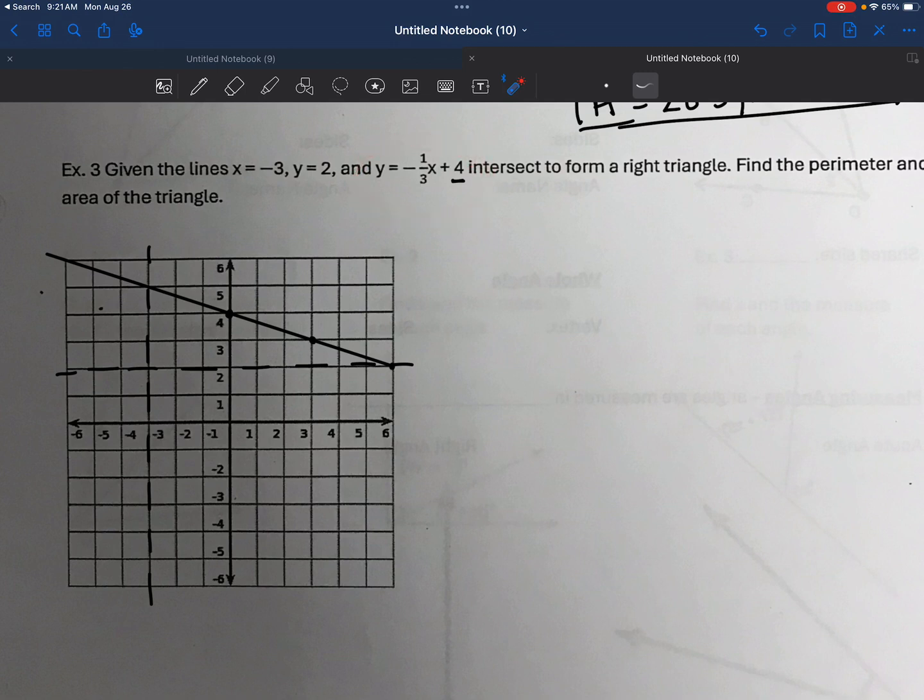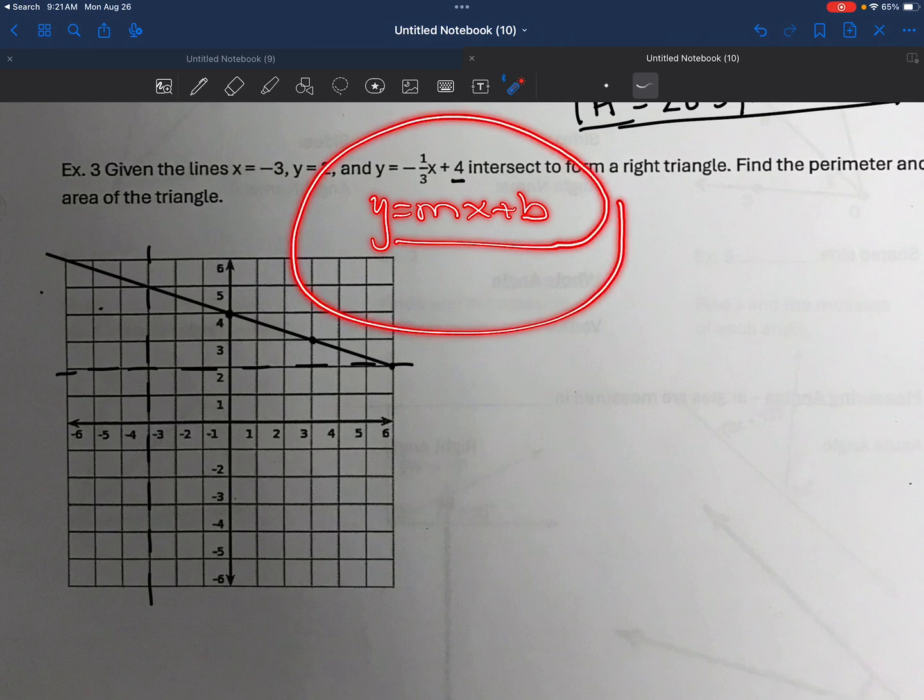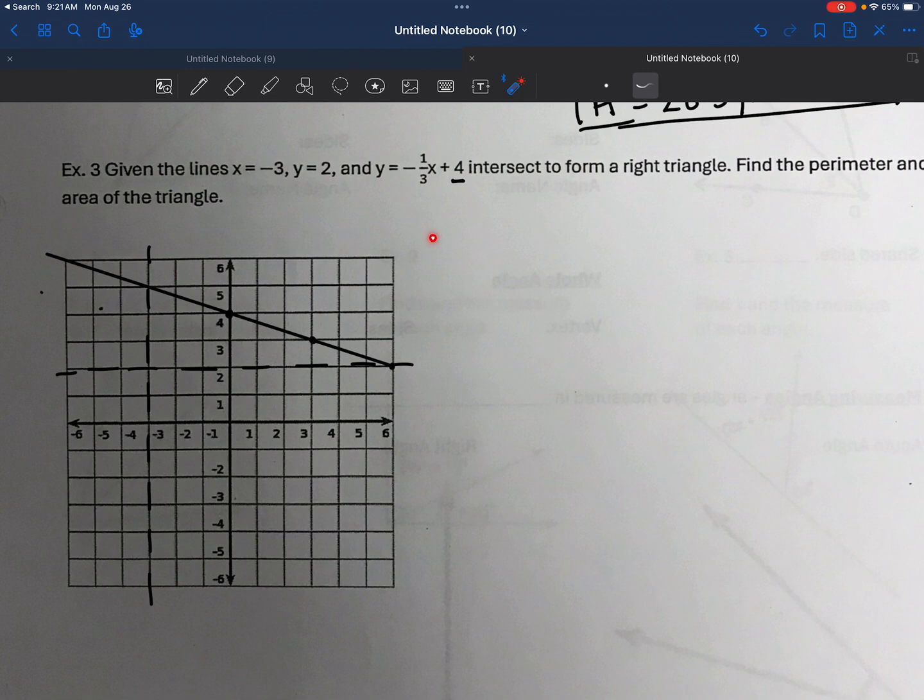Because this is in slope-intercept form, right? Y equals mx plus b. Do you remember that from last year? I know he taught it, because we all teach the same thing, okay? Y equals mx plus b. M is my slope, the number in front of x. B is the y-intercept, the number at the end. So if my y-intercept is at +4, I go up to +4 on the y-axis, and I put a point. That's what I did first.